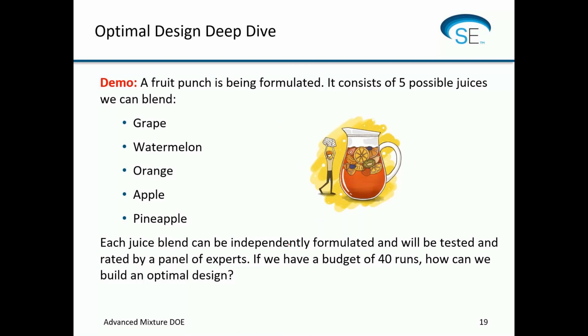So once again, keeping the subject content fairly straightforward, we are formulating a fruit punch. And suppose that it consists of 5 possible juices: grape, watermelon, orange, apple, pineapple. Each juice blend can be independently formulated and will be tested and rated by a panel of experts. Now, they had a budget of 40 runs here. And what they wanted to do is build an optimal design to say, hey, what exact formulations should we mix up and have our panel rate and go from there.